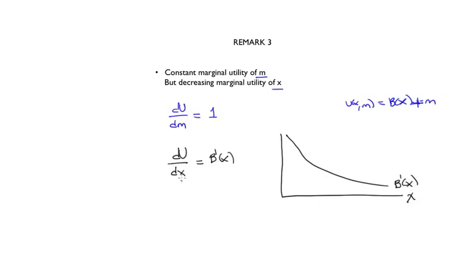So that's an important property of the quasilinear model and of the different characteristics of the two goods. For sufficiently large consumption of x, the marginal benefit, or the marginal utility, is probably very small for consuming an additional unit of x, whereas the marginal utility of consuming m stays constant throughout the entire range of consumption.